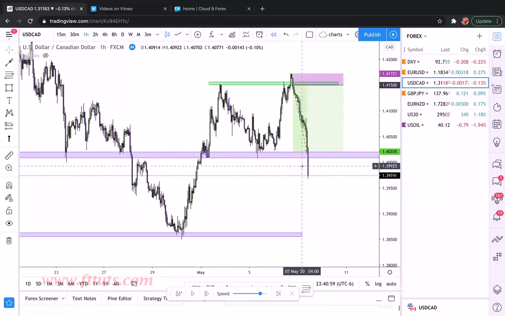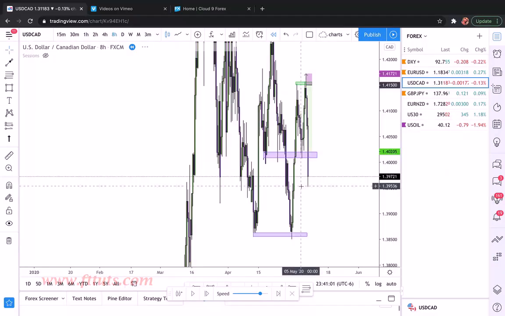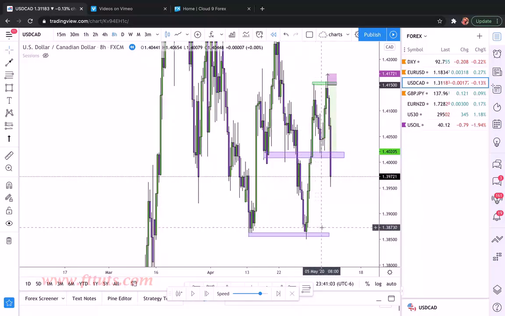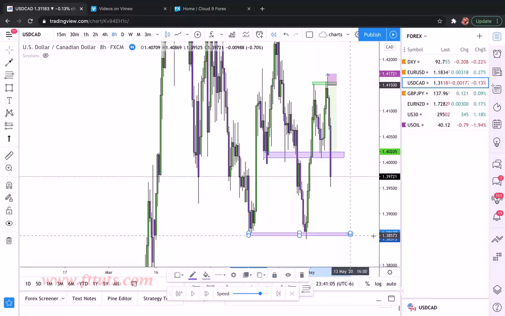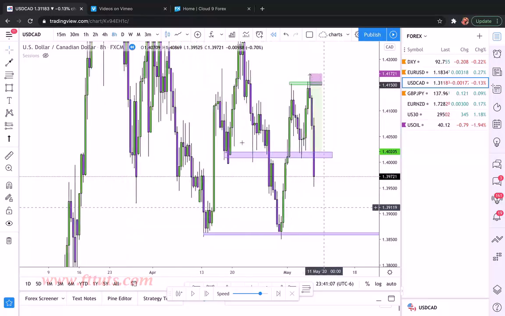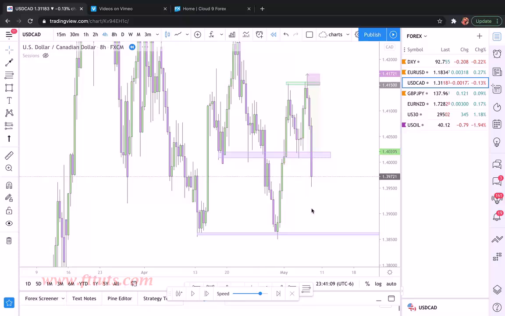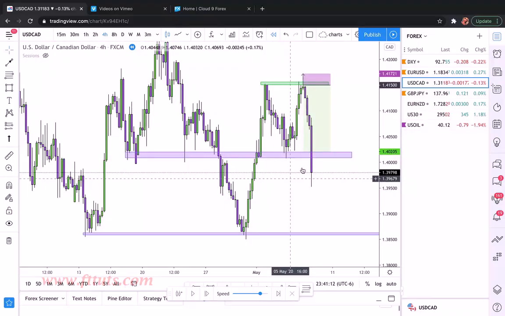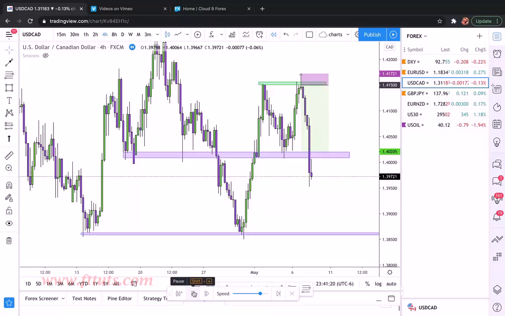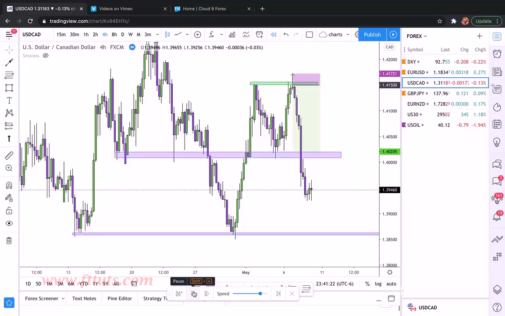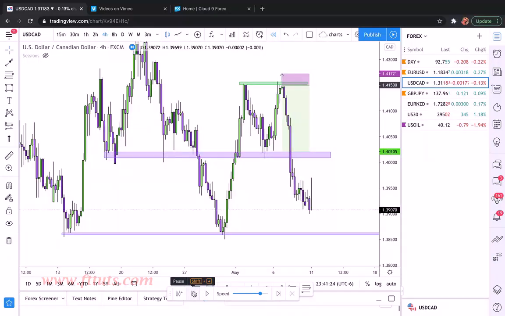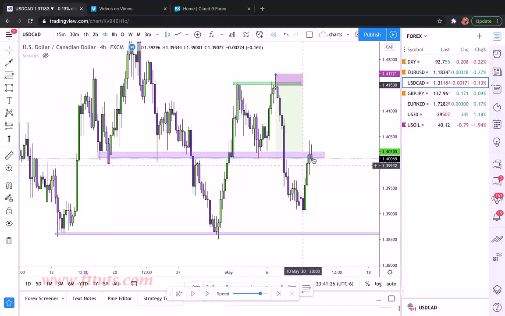Right, so it hits our target and then breaks. So what we're looking at is, let's jump on the 8 hour. So we're looking at structure here. In order for it to hit the second target, we need to make sure this level breaks. So the second target would be this major low. Okay, so it retests structure, corrects back up to structure.